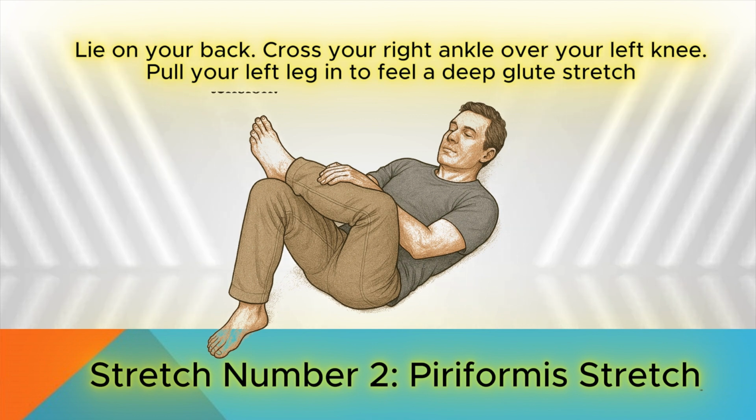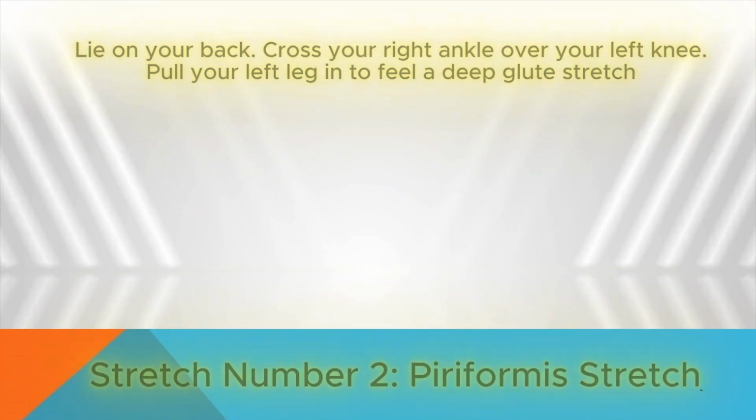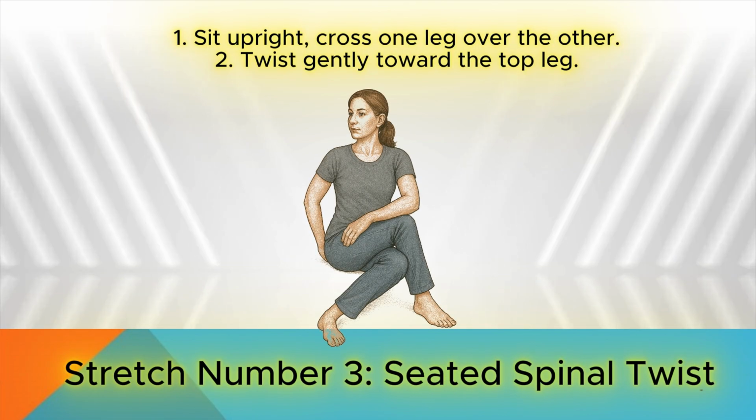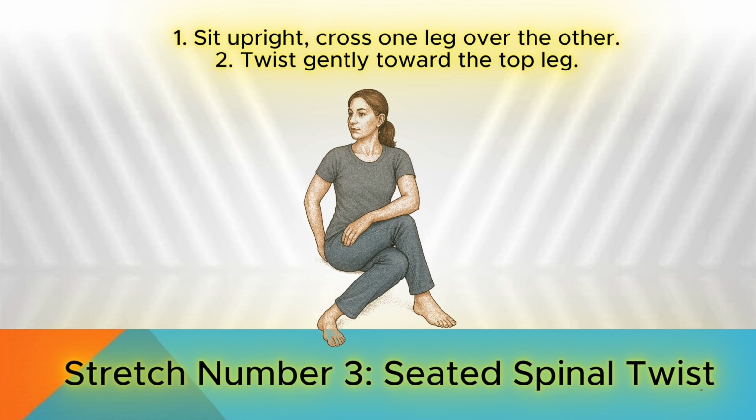This was the second stretching practice out of 5, and the third stretching exercise is the seated spinal twist. To simplify this stretch, we divide it into 2 easy steps. 1, sit upright and cross one leg over the other. 2, twist gently toward the top leg. This stretch opens up the lower back and eases nerve pressure.